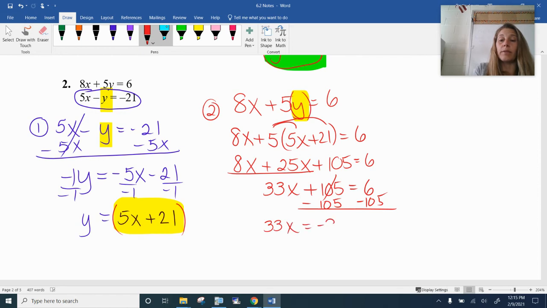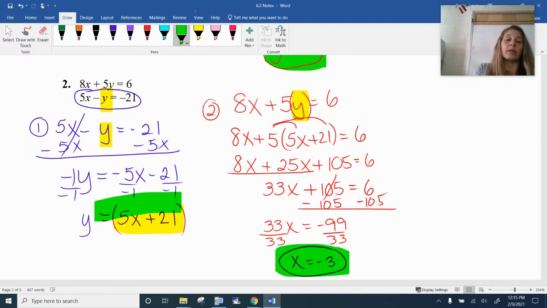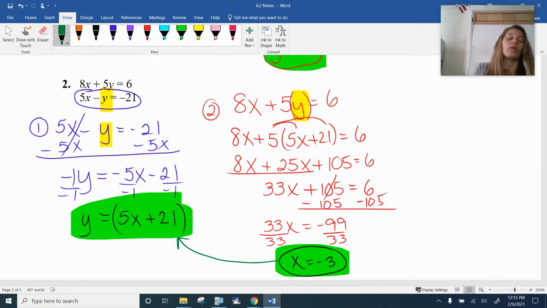Which gives us -99. And then we're going to finish it up by dividing by the 33, which is -3. All right, then finally, we're going to take our value that we just got in step 2, and we're going to substitute it into that original revised equation from step number 1.